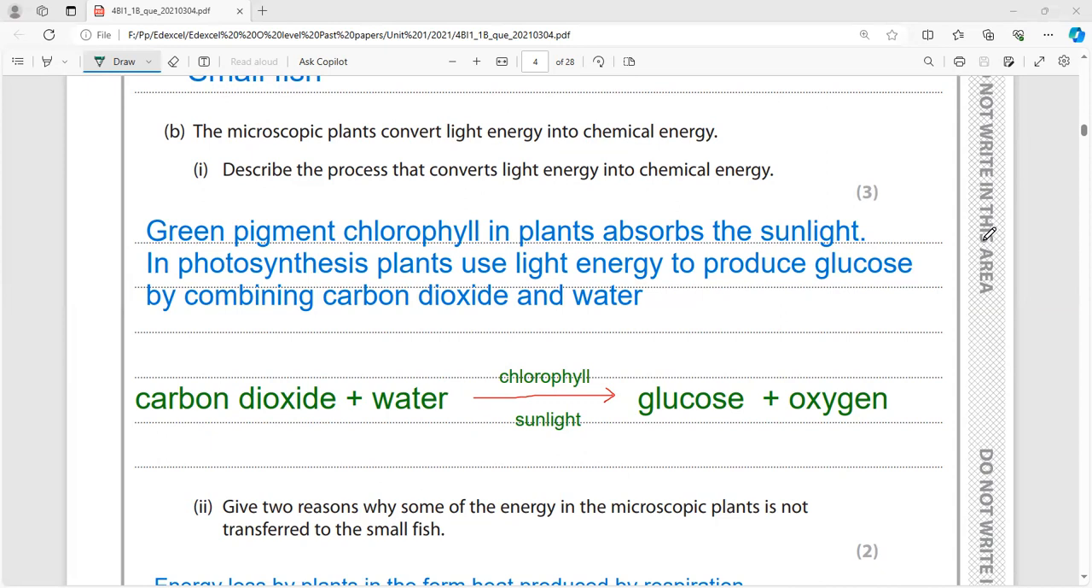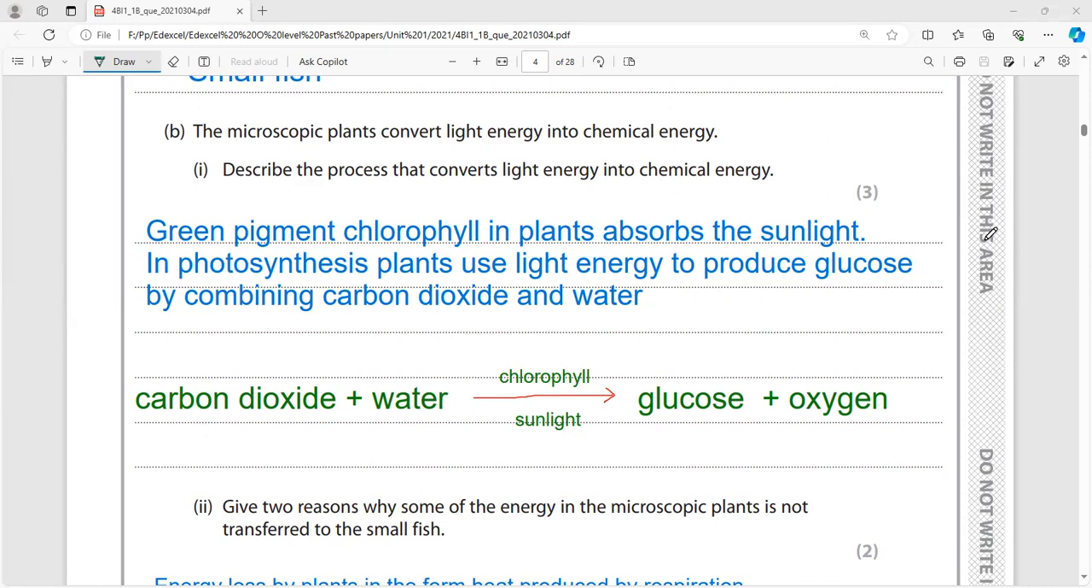So we can describe the green pigment chlorophyll in the plant absorbs the sunlight. In photosynthesis, the plant uses light energy to produce glucose by combining carbon dioxide and water. So here, one keyword is carbon dioxide plus water. That's your one keyword. Second keyword, you need to describe the reagent, like the chlorophyll absorbs sunlight, and it uses the energy to combine carbon dioxide and water to produce glucose and oxygen.